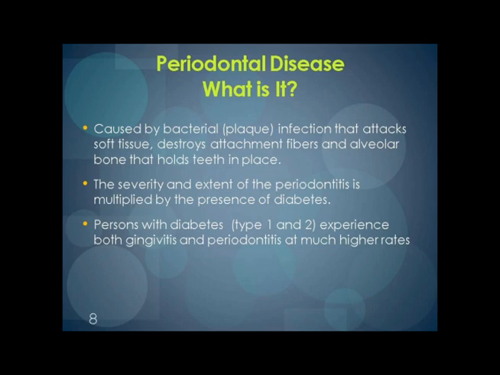Periodontal disease, what is it? It is caused by bacterial plaque, an infection that attacks soft tissue, destroys attachment fibers, and alveolar bone that holds the teeth in place. Severity and extent of the periodontitis is multiplied by the presence of diabetes. Persons with diabetes, type 1 and type 2, experience both gingivitis and periodontitis at much higher rates.